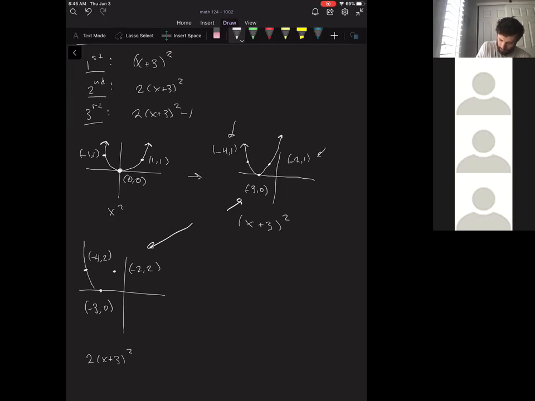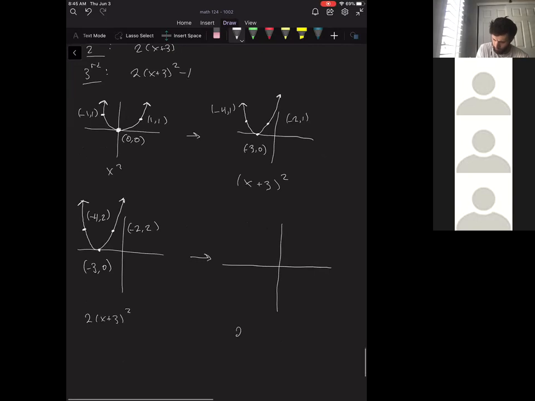Then we connect all those guys. And now the last one. So this minus 1 on the outside means we take all of our y values and subtract 1. So here we have a y value of 0. We subtract 1. Now it's going to be a y value of minus 1. The other point up here, we had a y value of 2. Subtract 1, we get a y value of 1. Here we have a y value of 2. We subtract 1, we get a y value of 1.